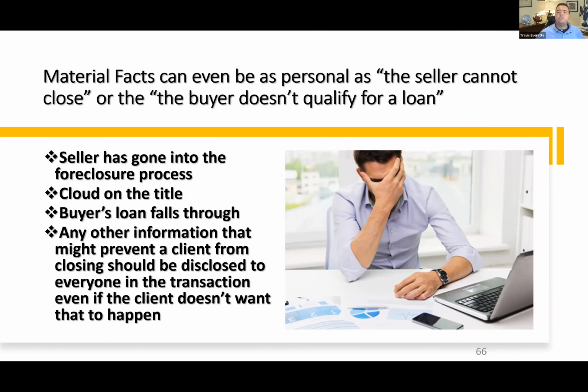I've had people say, so if somebody can't qualify for a loan, you have to disclose that. Well, not necessarily. Do they have what available to pay for the property? Cash. If my buyer client can't get a loan, but they have cash and they're willing to pay cash, I don't have anything I need to disclose. That makes sense for everybody? Because they can still close. But if they don't have the cash and they can't get a loan, I definitely have a material fact.